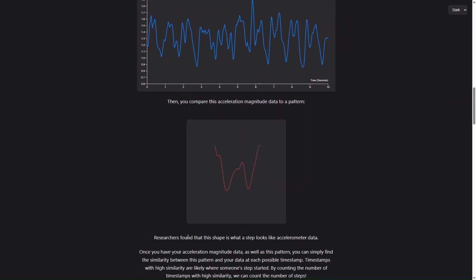Once you have this step pattern, you can apply this to new data by calculating the similarity between the pattern and your data at every timestamp. Timestamps with high similarity correspond to places in your data where a step likely occurred. But how is similarity actually calculated?